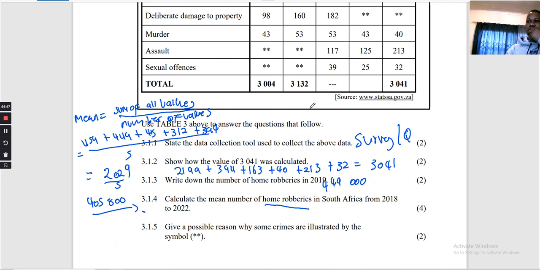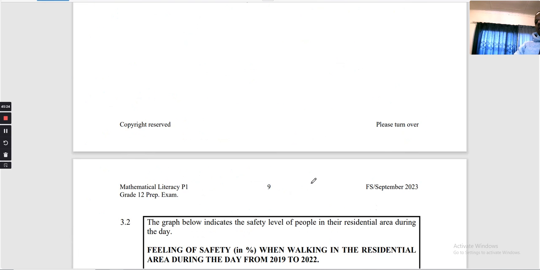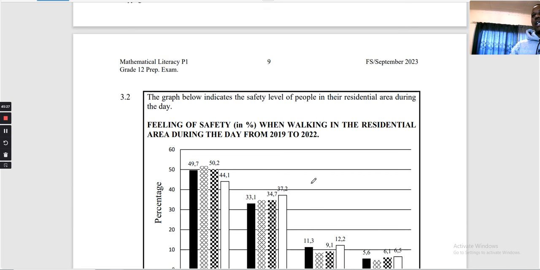Okay, then they say give a possible reason why some crimes are illustrated by the symbol of those asterisks there. Okay, so what I can say is that there was no data there. If we don't see any number there, it means there was no data there, or no crime reported. These are the possible answers that you can say. No crime reported.